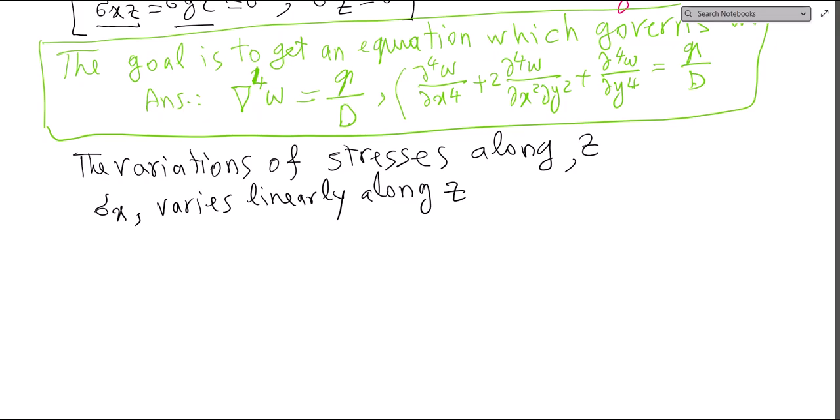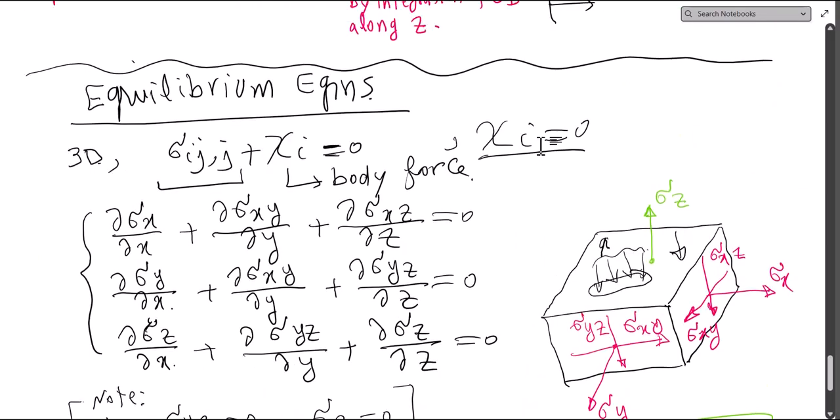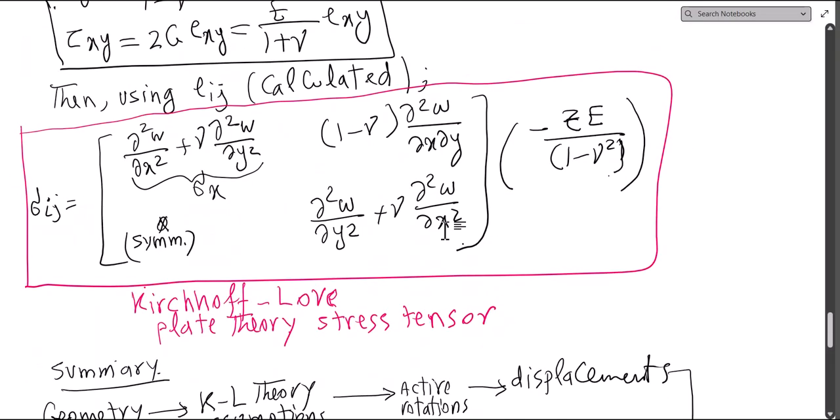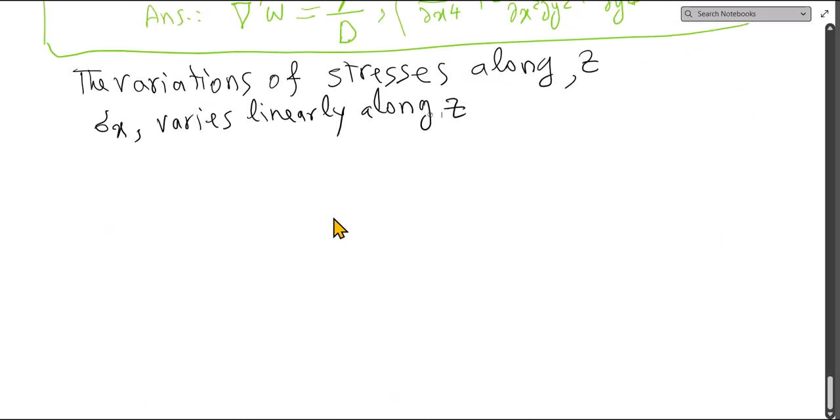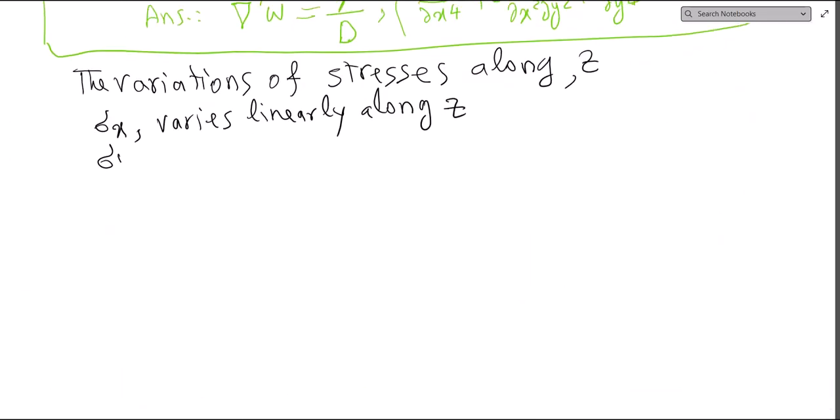If you look at other stresses, sigma xy is the same because it multiplies by z. And similarly, sigma y is the same. And here we can say that sigma x, sigma y vary linearly along z, and sigma xy varies linearly along z. Okay?